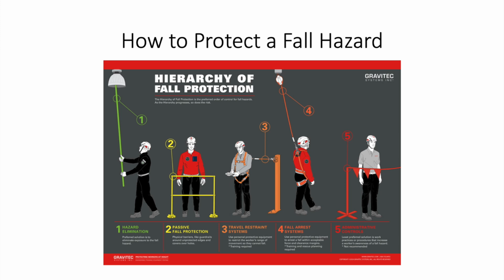And then the third layer is travel restraint. And those kind of systems prevent you from being able to travel far enough to be exposed to a fall in the first place. And then step four are fall arrest systems. Fall arrest systems are an example of an employee falling on a system and catching a shock load, and that's a little beyond the scope of this video.